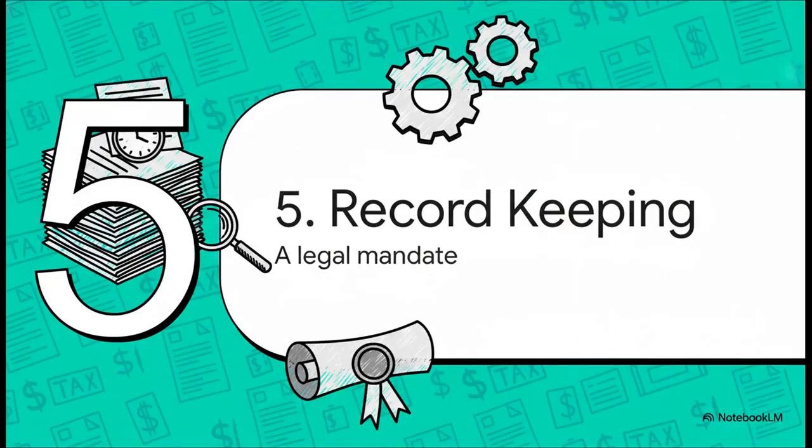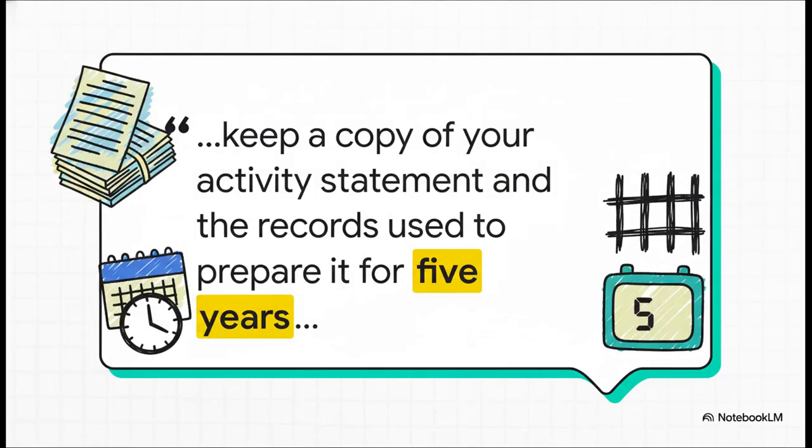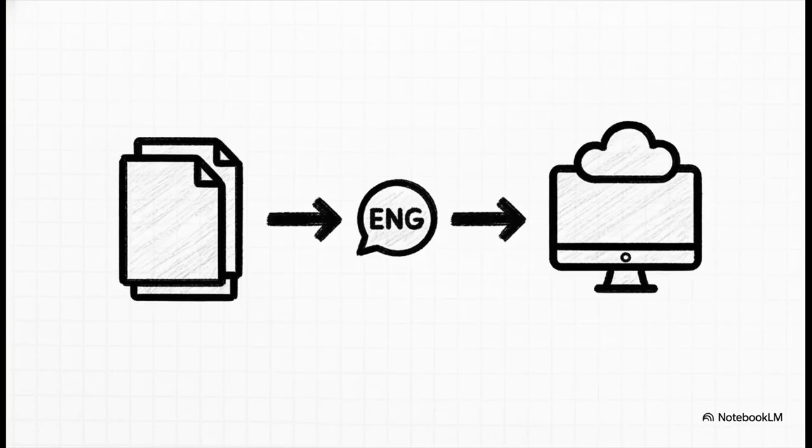And finally, let's wrap up with the one rule that applies to everyone, no matter which method you use: your record-keeping requirements. And let's be clear, this isn't just good business practice, it's the law. The source document couldn't be clearer on this. I'll quote it directly. You should keep a copy of your activity statement and the records used to prepare it for 5 years after they are prepared, obtained, or the transactions completed. Think of these records as your proof, your evidence, just in case the ATO comes knocking. It's not optional. On top of that, the records have to be in writing and in English.